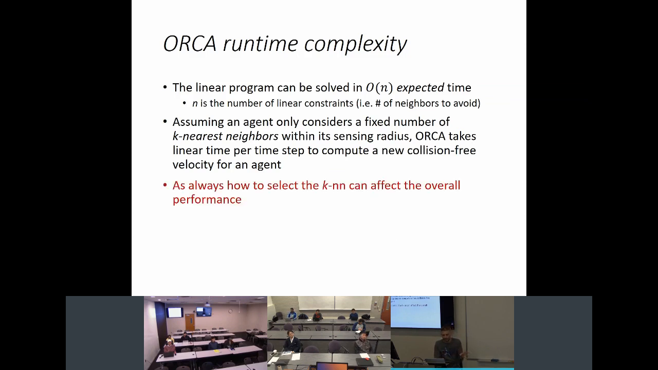Keep in mind that the scheme you use to select nearest neighbors can affect the overall performance. And again, you're going to see that in your assignment, where you're probably going to use a naive scheme where you go through all neighbors and compute the distance. If the distance is less than your sensing radius, then you tag somebody as a neighboring agent, right?